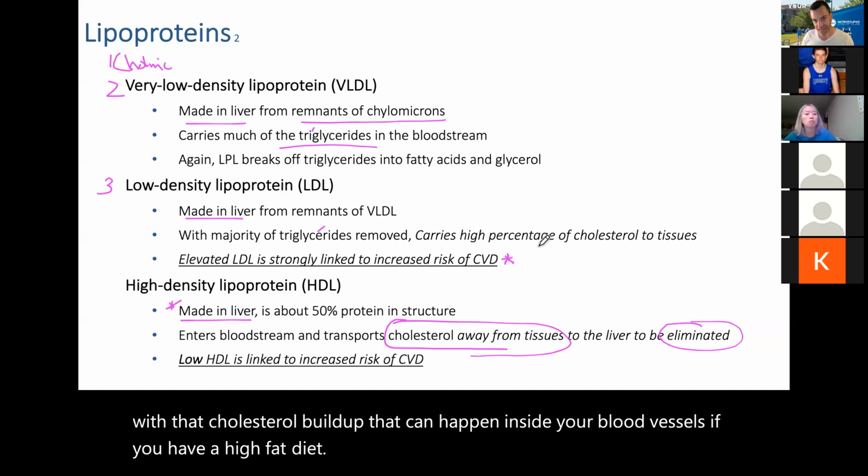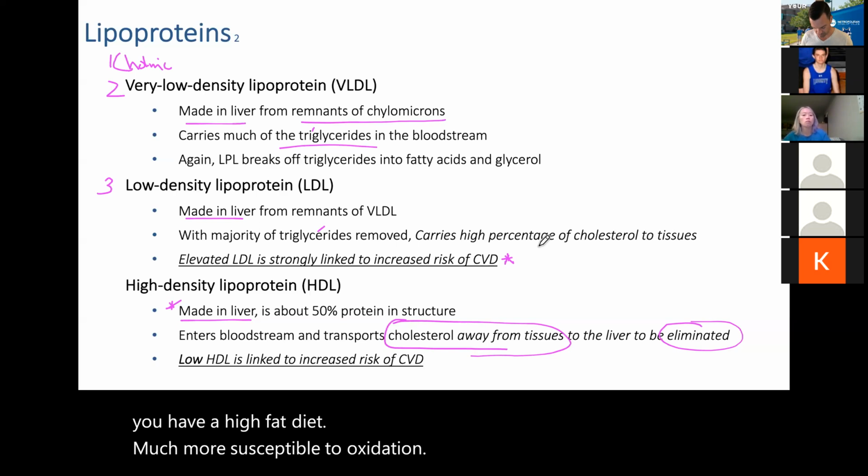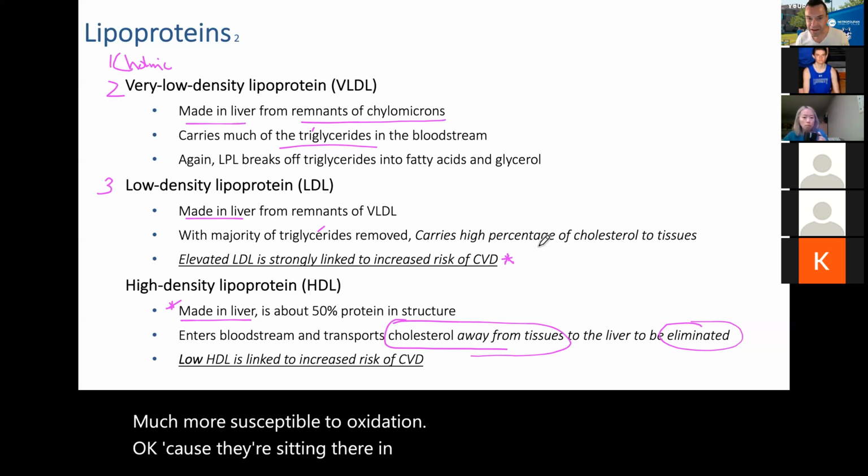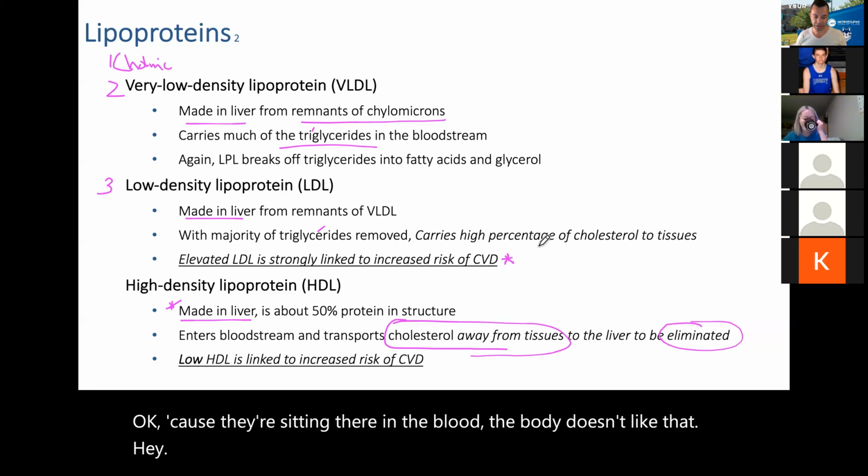They are much more susceptible to oxidation, breakdown, okay? Because they're sitting there in the blood. The body doesn't like that, okay? So it's going to create a whole bad mess, as we'll soon see.